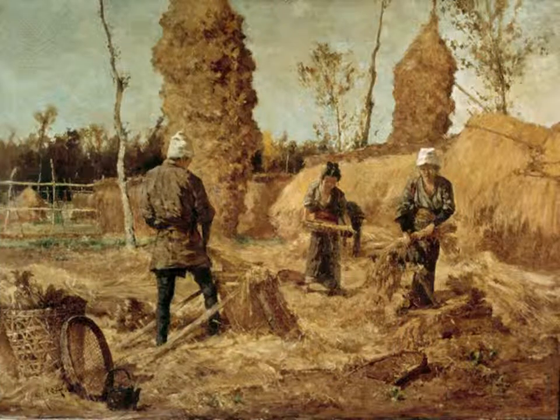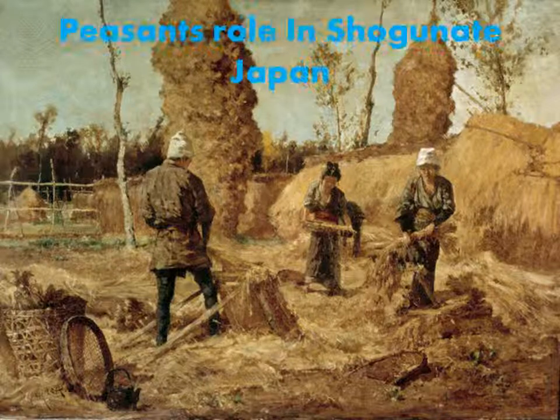Peasants' role in shogunate Japan. The peasant class was made up of farmers, fishermen, etc. They were of a very high social class, higher than merchants and craftspeople. They were highly honored because they produced food, including for nobles.